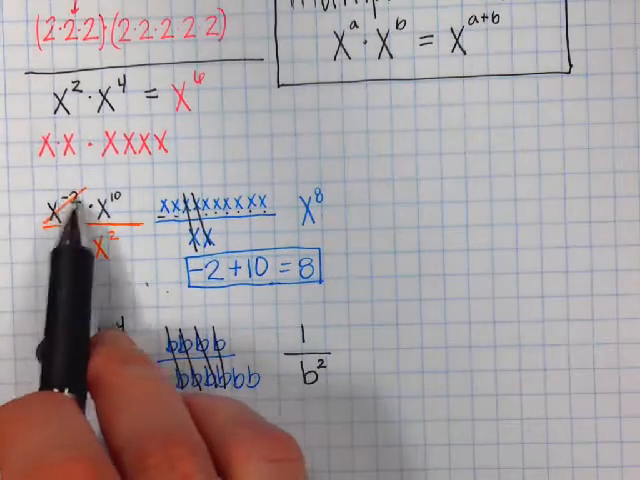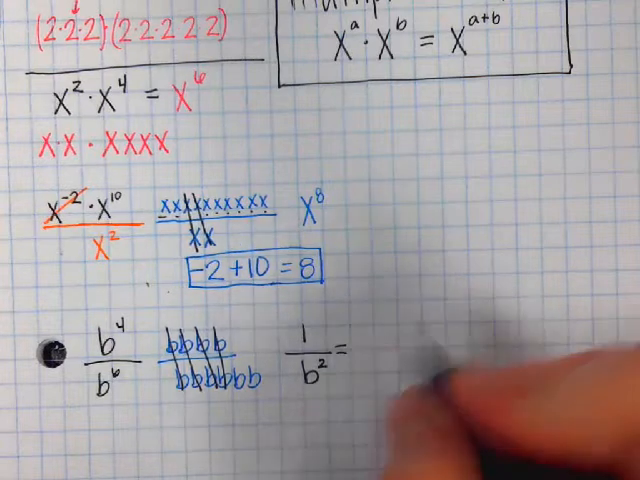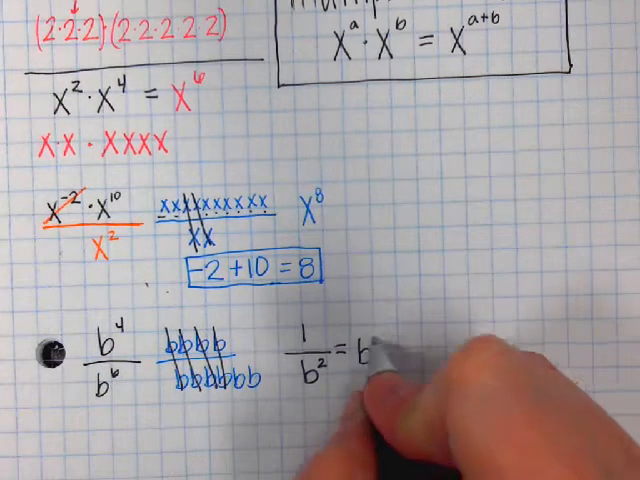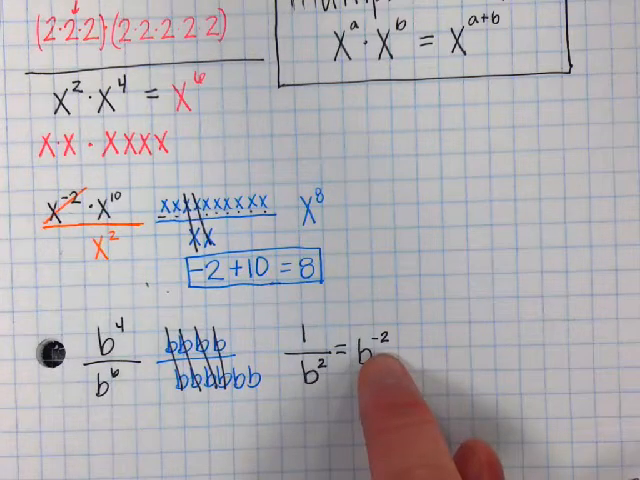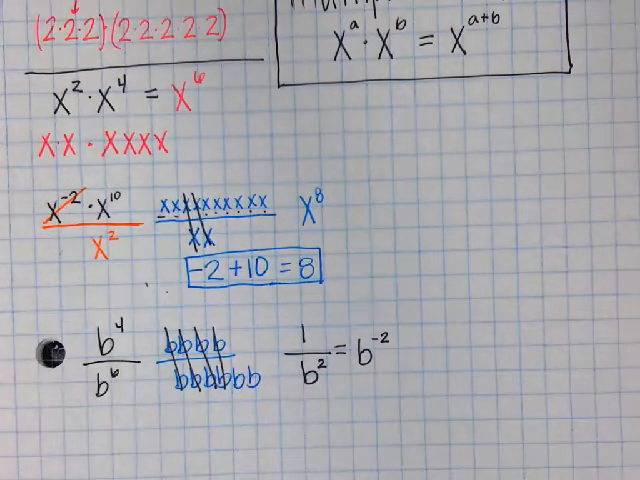Or, since we just talked about what a negative exponent does, you could write it as b to the negative 2. Anytime it's on bottom, if you want it on top, you just write it as b to the negative 2.